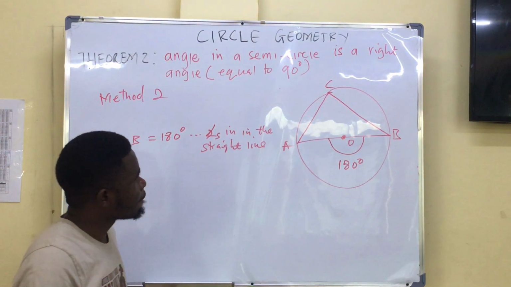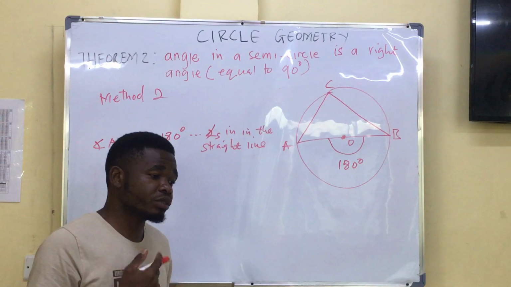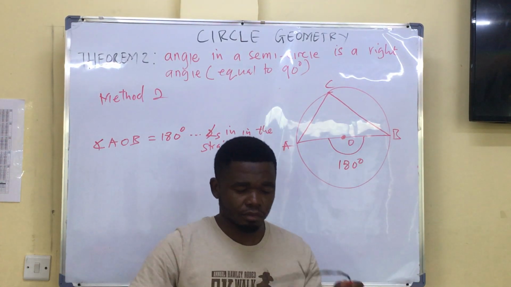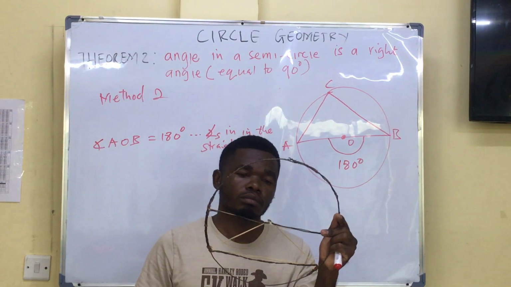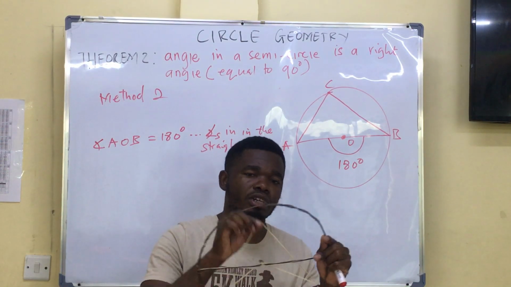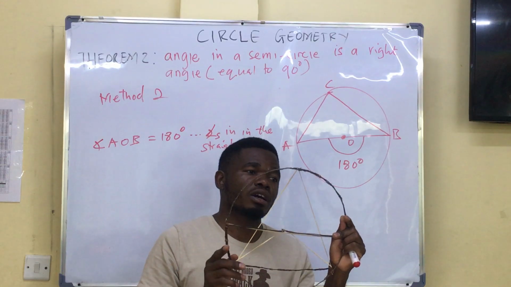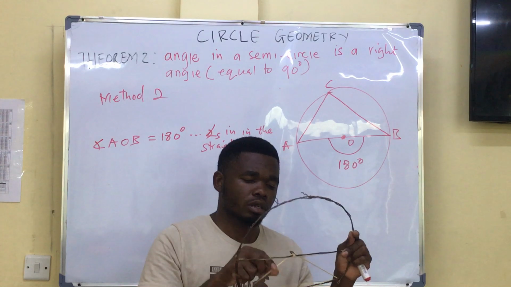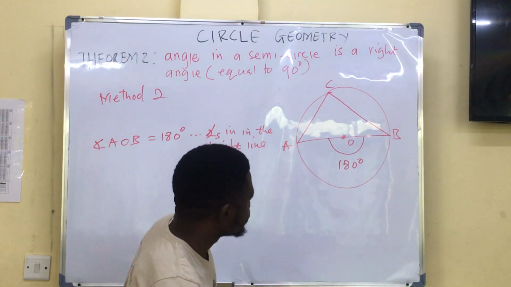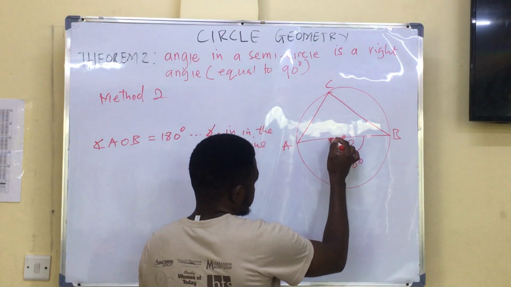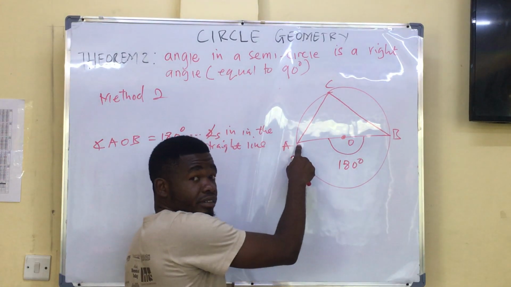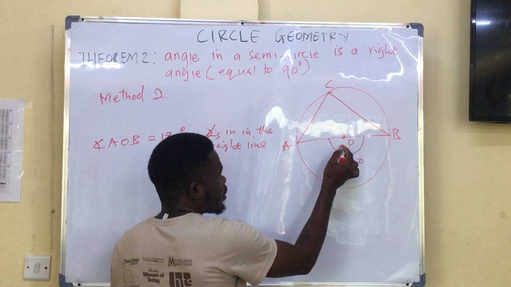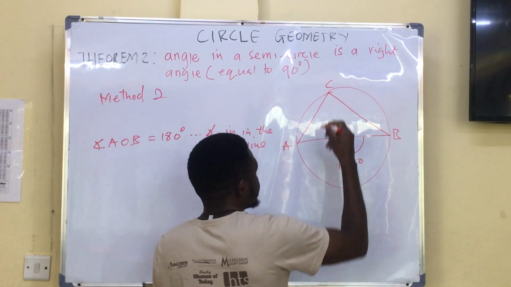But remember, the first theorem says that the angle at the center is twice the angle at the circumference, as long as those angles are coming from the same chord, right? So this angle is formed from the diameter, and this angle as well is formed from the diameter, right? So this is the angle at the center. This is the angle at the circumference, right?